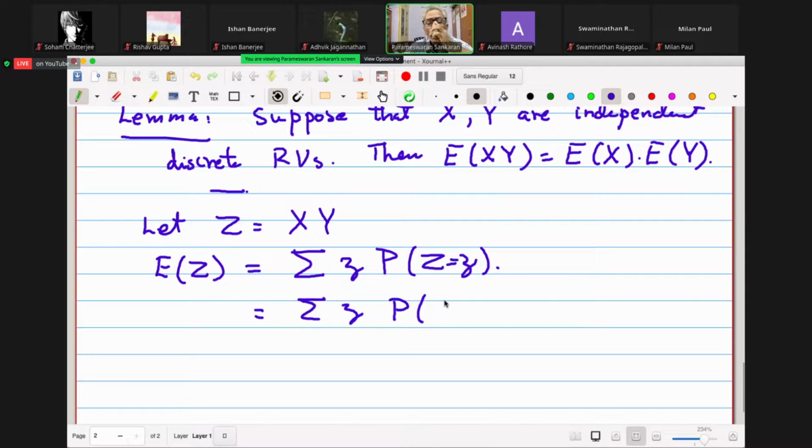So we need to understand this set Z equals z. Let me write here X equals x and Y equals y, which we write like this, and summation over, I just skip a few things, x times y equal to z.